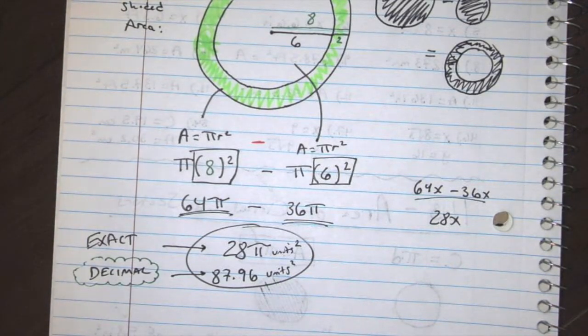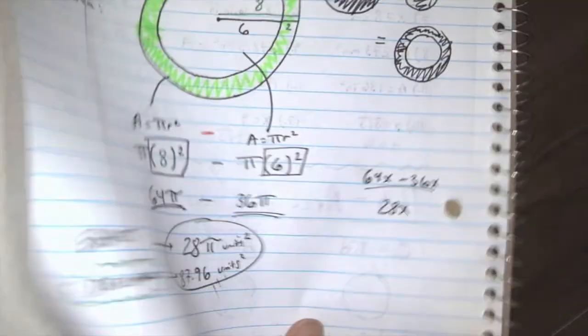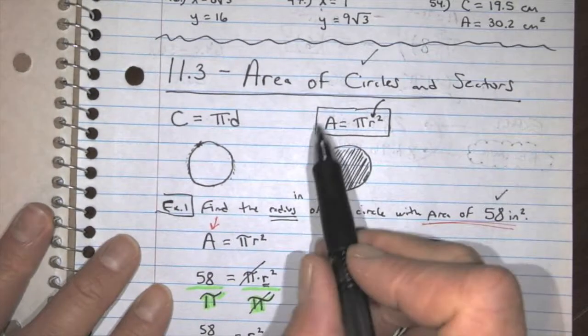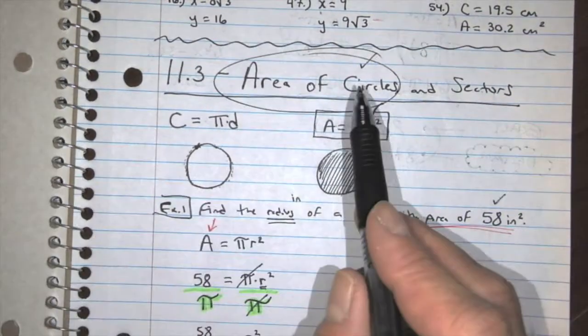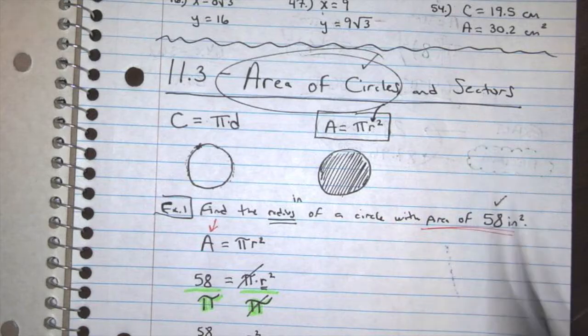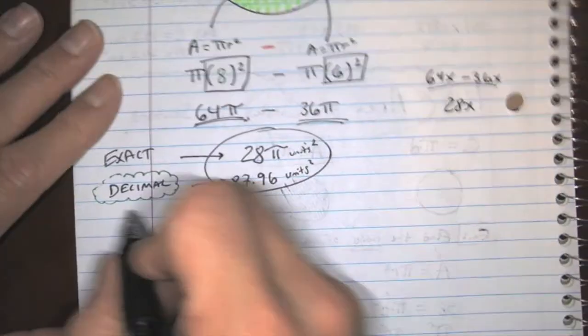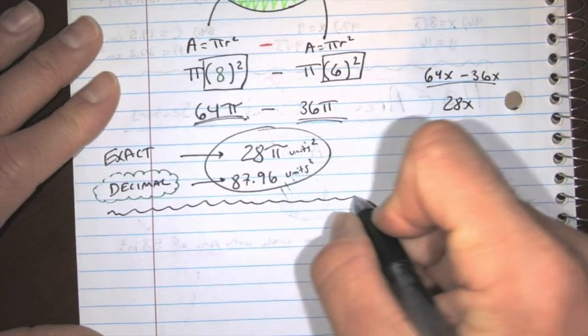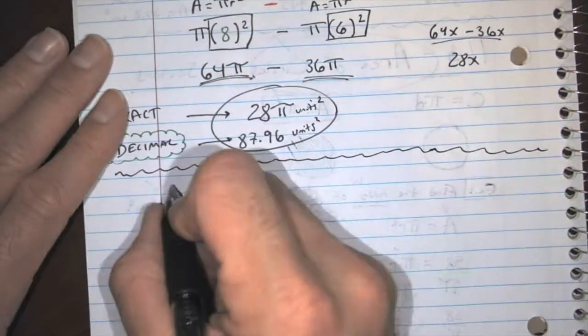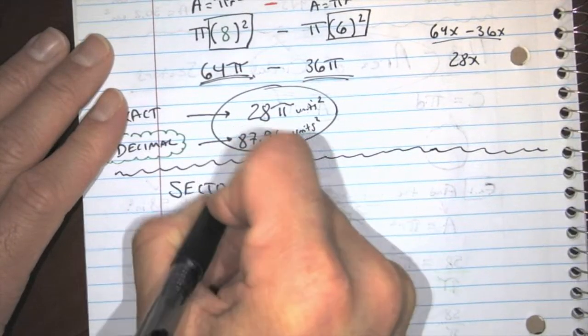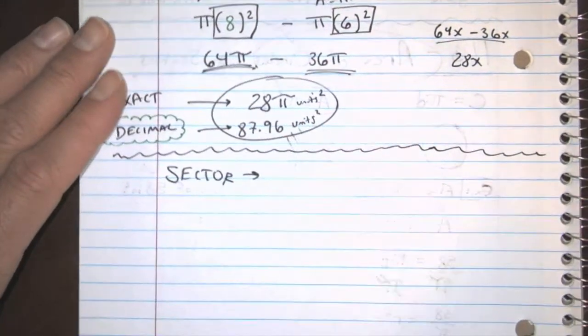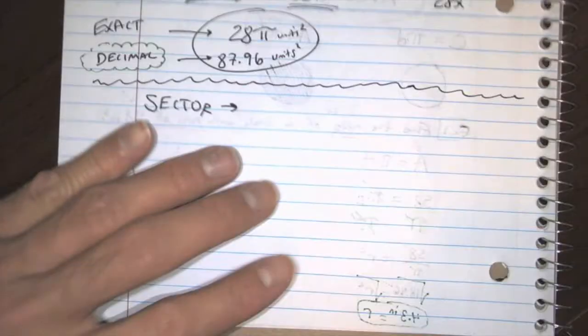One more thing I want to do with you is I want to teach you what sectors are, because if you go back to the title, we just did areas of circles. We just kind of took care of that. Let's talk about sectors. So a sector, let me make a little squiggle. Go ahead and write down the word sector. A sector is another fancy word for a slice of pizza.